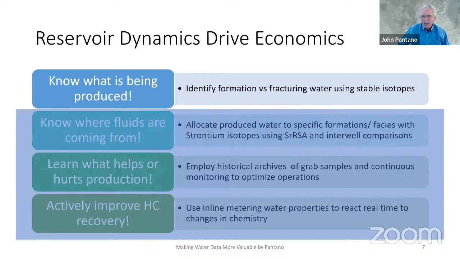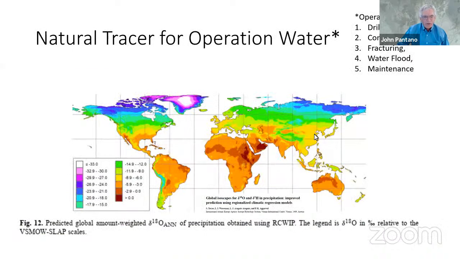So let's look at using stable isotopes as a way to identify operational water versus subsurface water. This is a map of the world showing oxygen isotopes. According to the standard we've come up with, 0 is the oxygen isotope ratio of seawater. So 0 is seawater. Then as seawater evaporates and goes into the hydrosphere, things become more negative as we go to the north, and as we change elevation.